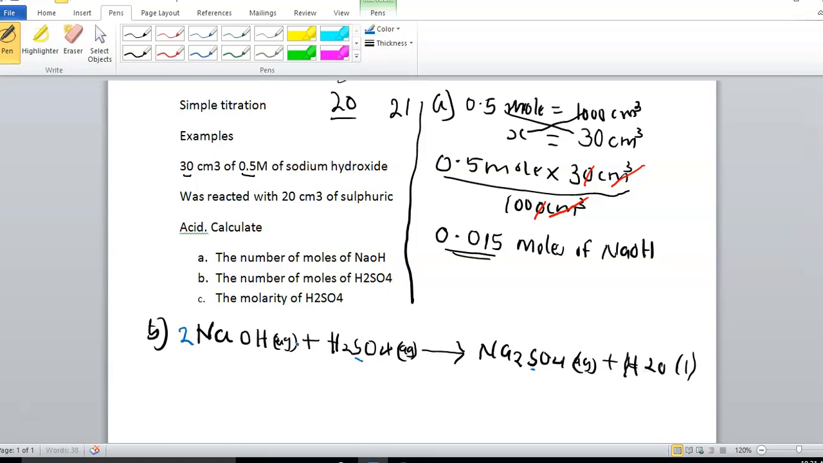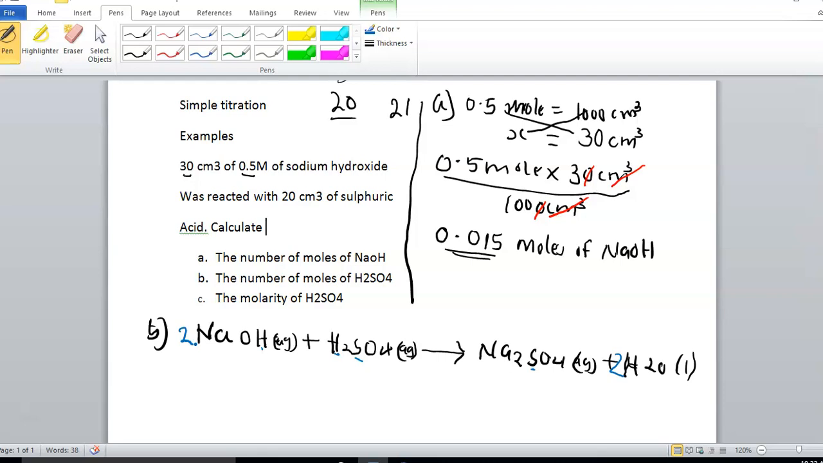Let's also balance hydrogen. In the reactant side we have 2 hydrogen in the sulfuric acid and 2 hydrogen from the sodium hydroxide, which means 4 hydrogen. In the product side we have 2 hydrogen in the water, so we need to put 2 here to balance it. 2 times 2 is 4 hydrogen. Both the product and reactant sides are balanced.